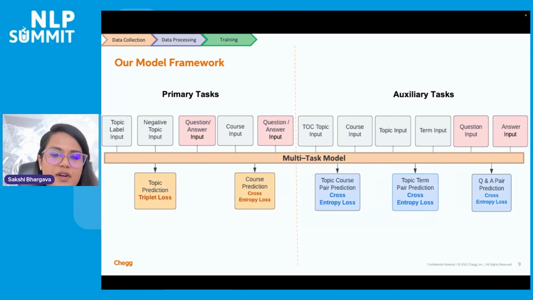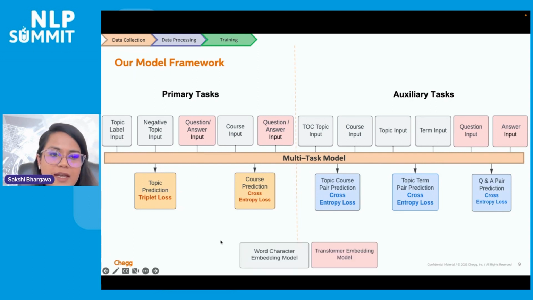Similarly, we have another primary task, which is the topic prediction. This uses a different network, the CMEs network, and the loss used here is triplet loss. These two are the primary tasks, and they are supported by multiple related tasks: topic course pair prediction, topic term pair prediction, and question answer pair prediction. Question answer can also be front of the card, back of the card pair prediction. All these other tasks are trained using the cross entropy loss, and all are trained together simultaneously.